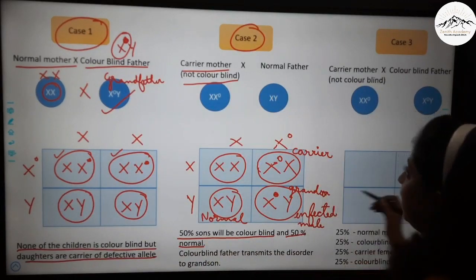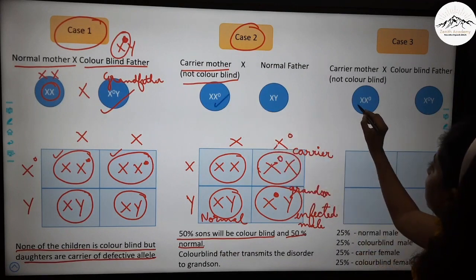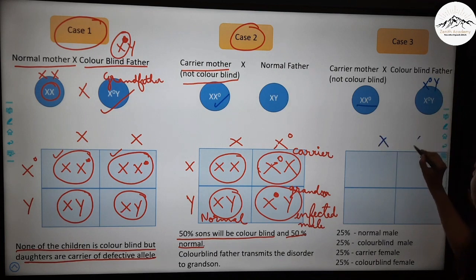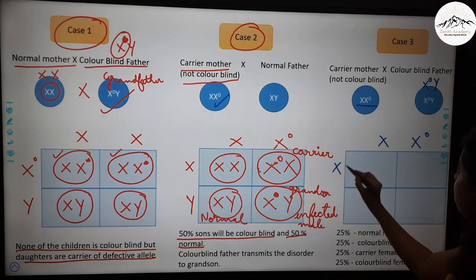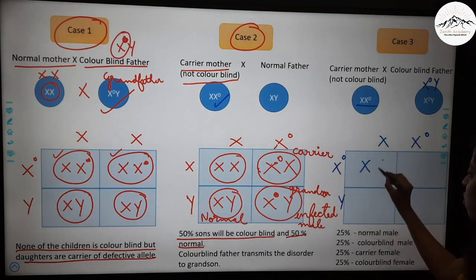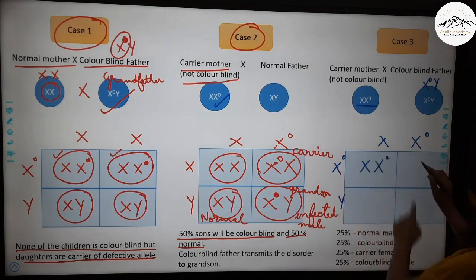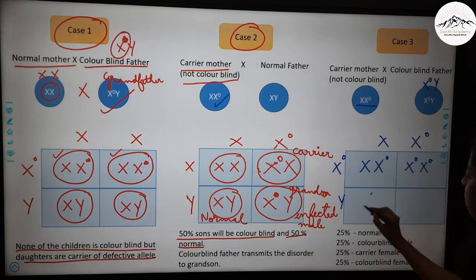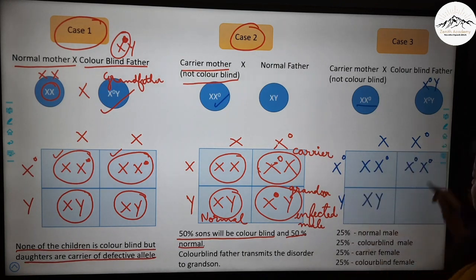Now here you can see that again we have taken this carrier mother, X X naught, and now a color blind father. We have taken a color blind father here. You can see X naught Y. So the gametes of the carrier mother are written here and the color blind father's are written here. Now these two gametes will combine to form X naught X naught, this will combine to form XY, and these two will combine to form X naught Y.